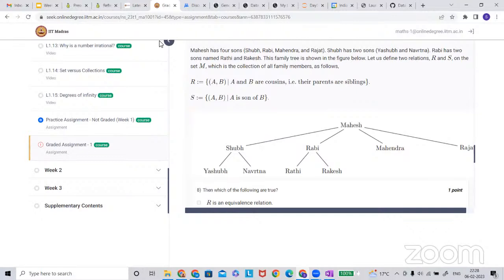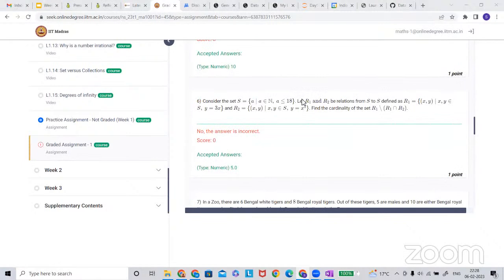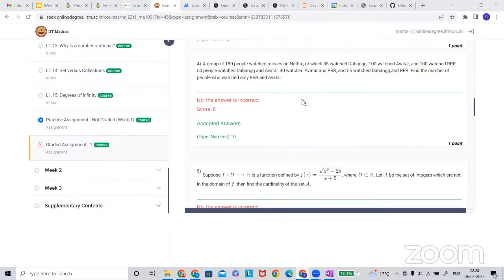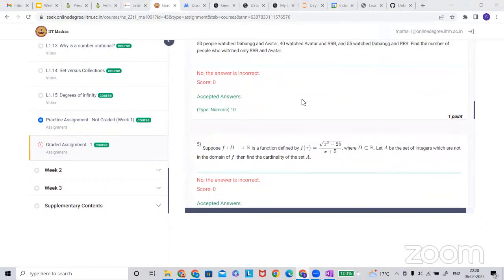Other people have raised their hands also. So fifth question, how to solve the fifth question? Just a minute. Okay, no one. Fifth question, I just discussed just now. See, if you take values less than 5, from negative to positive.